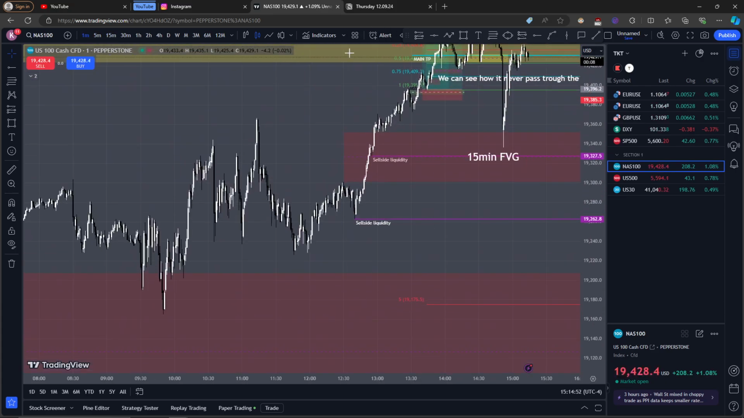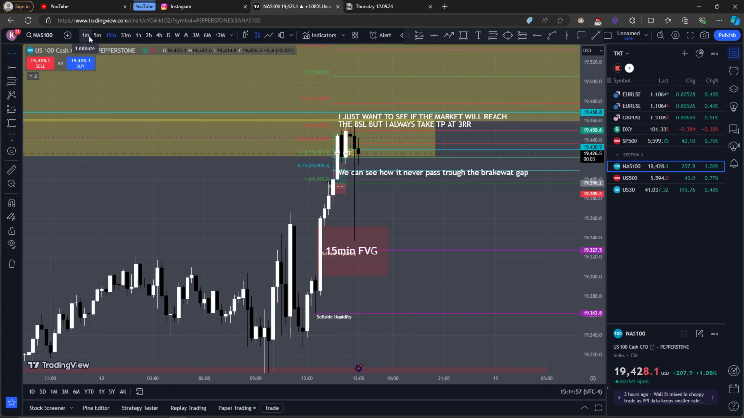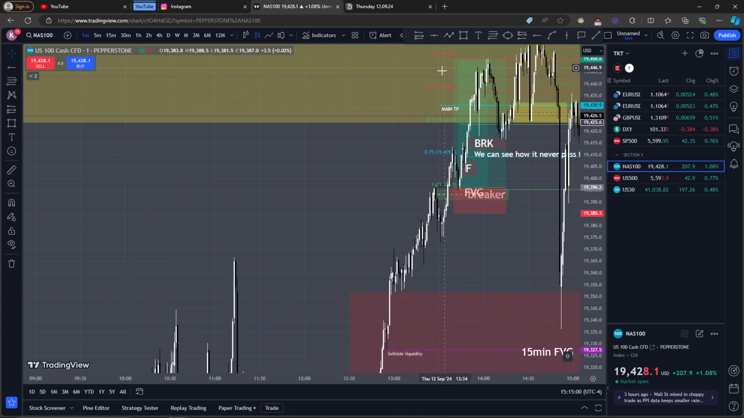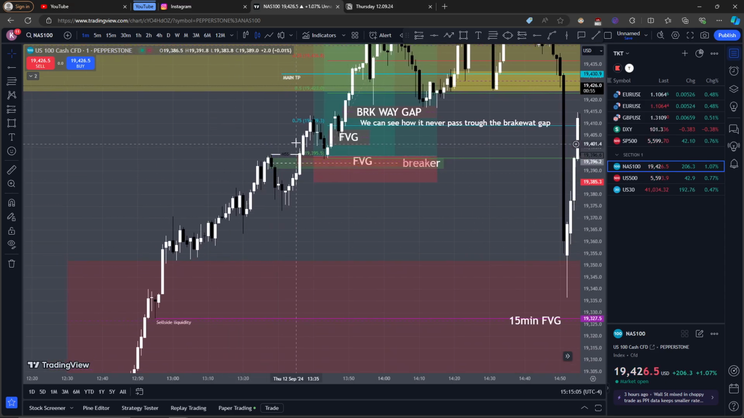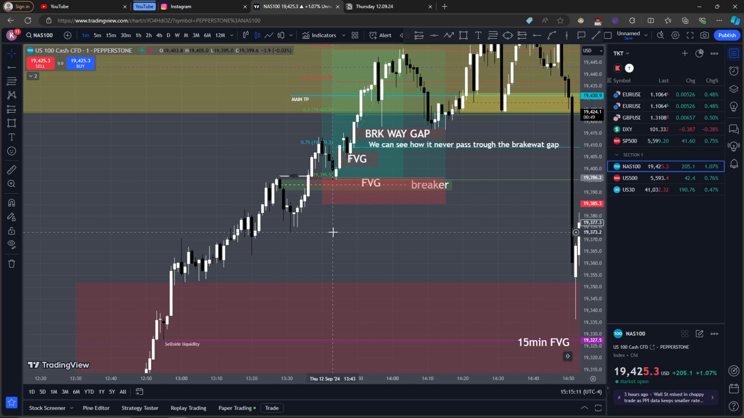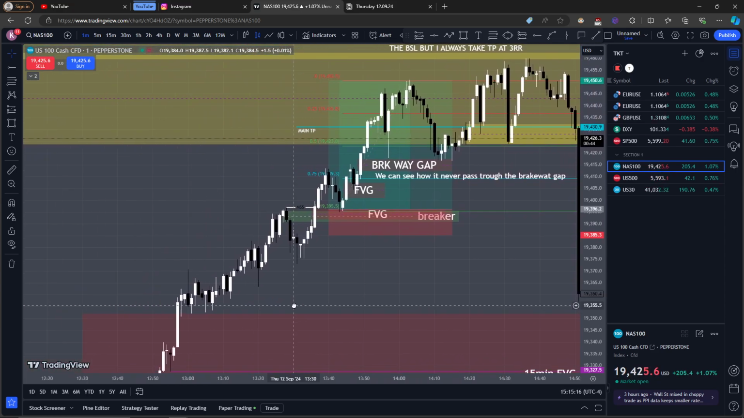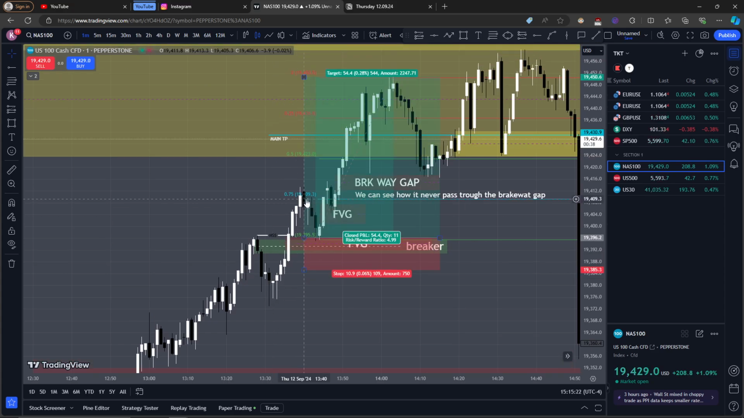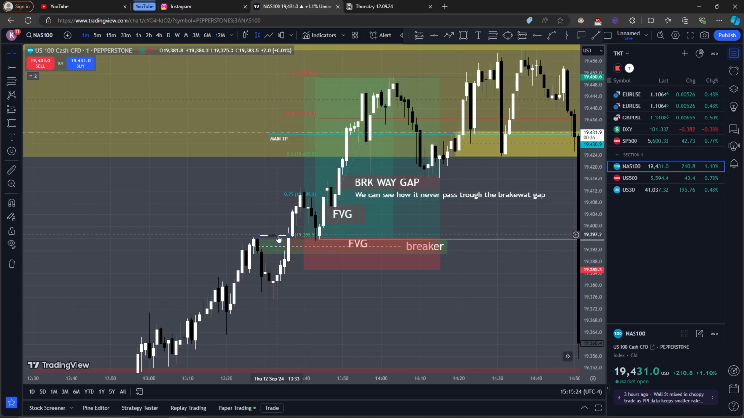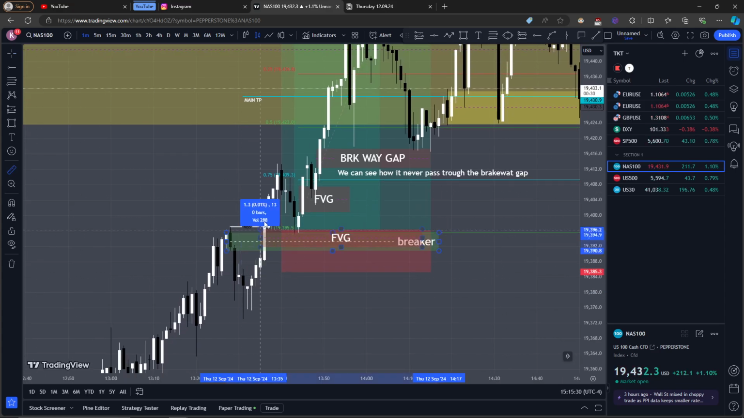Then what happened? We had this 15-minute fair value gap here. So going on the 1 minute, what happened? The market opened right here, and we can see the market was already expanding a lot, and as I said, I wasn't seeing the market coming to take this liquidity. So the market opened right here, it went to the upside, and it made this market structure shift. We had this breaker.